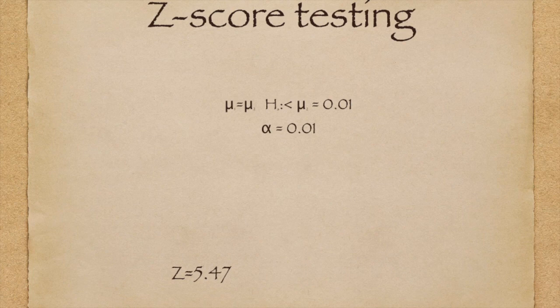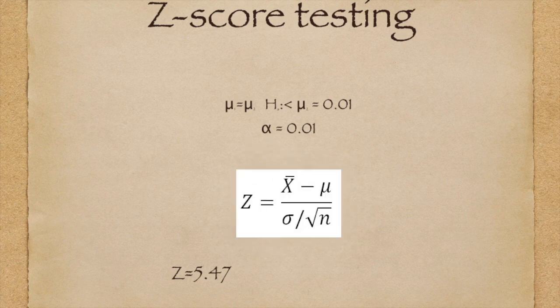Next, we calculate the mean of the scores for the students in the class and get a mean of 115. Now we just plug in the numbers: 115 minus 100, divided by 15 divided by the square root of 30. When you calculate it, you get a z-score of 5.47, which is much greater than 2.58.